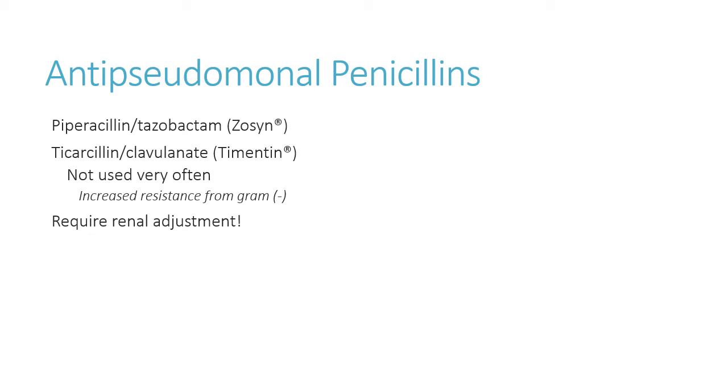As far as anti-pseudomonal penicillins, we have piptazo. Ticarcillin-clavulanic acid is not used very frequently, so don't really think about that one too much. But piptazo is obviously going to be our go-to here. And again, does this cover for anaerobes? Yes, it does. Yeah, so Zosyn will also cover for anaerobes. Again, it's another one we like to hold back if possible, if it is therapeutically appropriate. Again, requires renal dose adjustment.